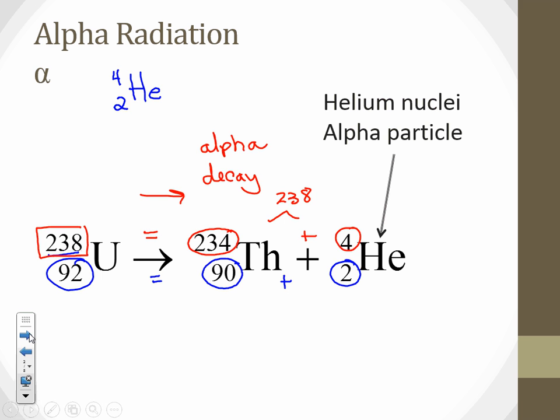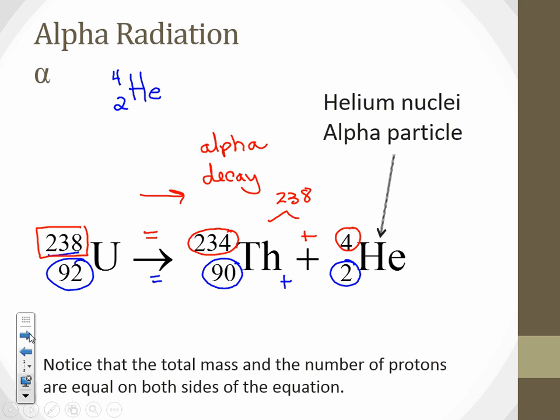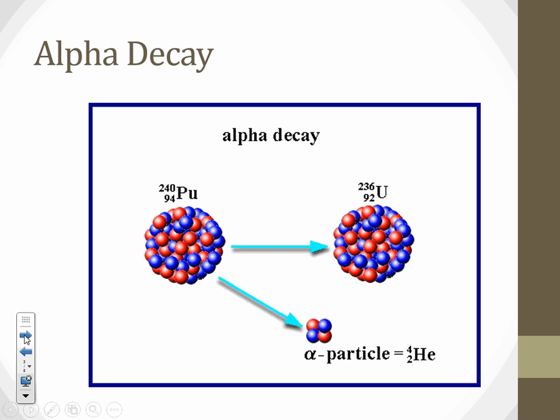That's alpha radiation. And just notice that both the total mass and the number of protons are equal on both sides of the equation. Here's another example where we have plutonium-240. This is plutonium-240. It undergoes alpha decay, and it creates uranium-236.